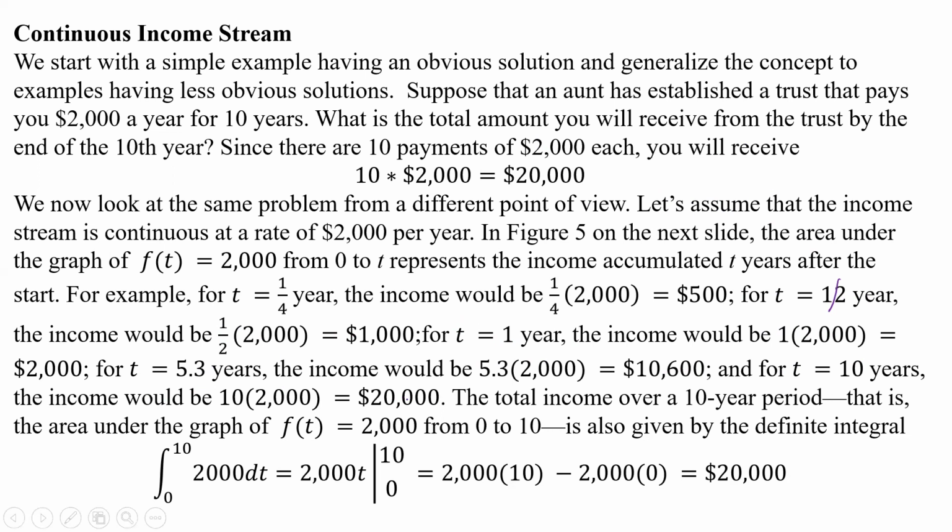So the income over a 10-year period is going to be the area under the graph of f of t equals 2,000 from 0 to 10. And how do we get that? Well, we integrate from 0 to 10 of 2,000 dt. The integral is 2,000 t, from 0 to 10. That's going to be 10, and that's going to be 0. So we get 20,000 again. Okay, so that's how it works, looking at it as a continuous function.